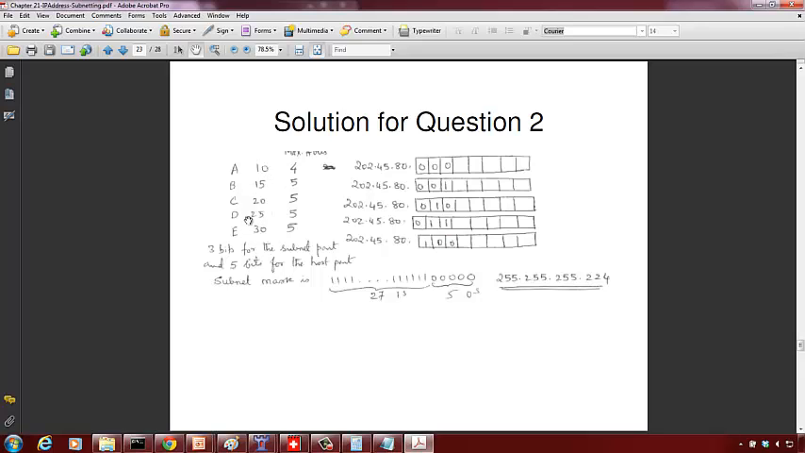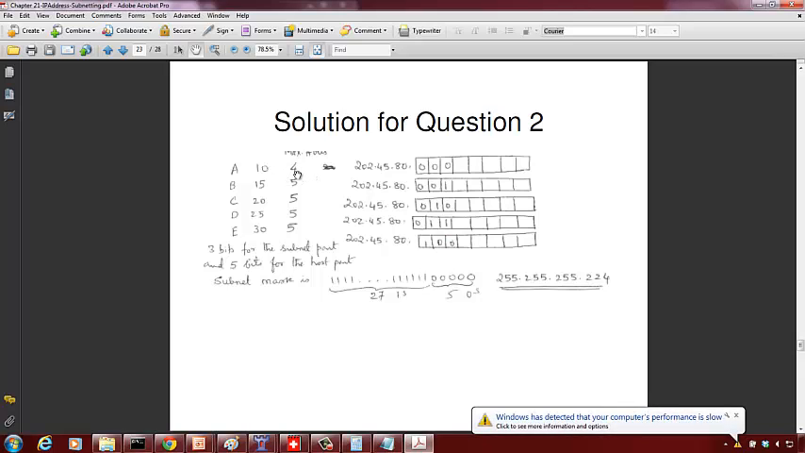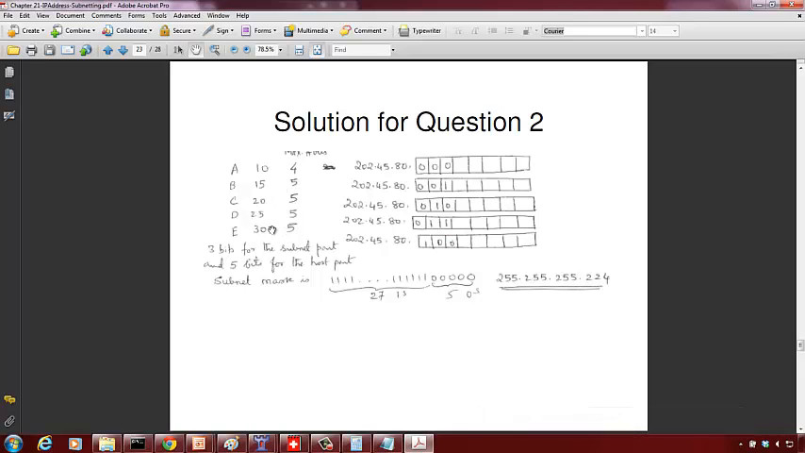Again, going by our binary arithmetic, to support 10 hosts we need 4 bits, right? 2 to the 4 minus 2, you can support up to 14 hosts. Then for 15, you can support only up to 14 hosts with 4 bits, so to support 15 hosts we need the next larger number, which is 5 bits. Similarly, 20 hosts needs 5, and so on. So the maximum among these is 5 bits, which means you're going to use the last 5 bits of the network address space for the host.